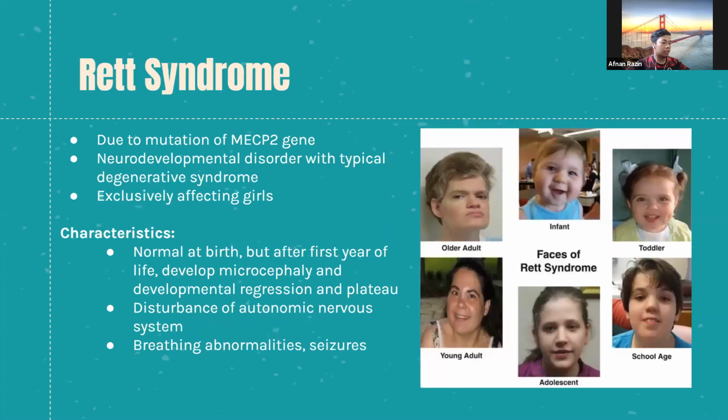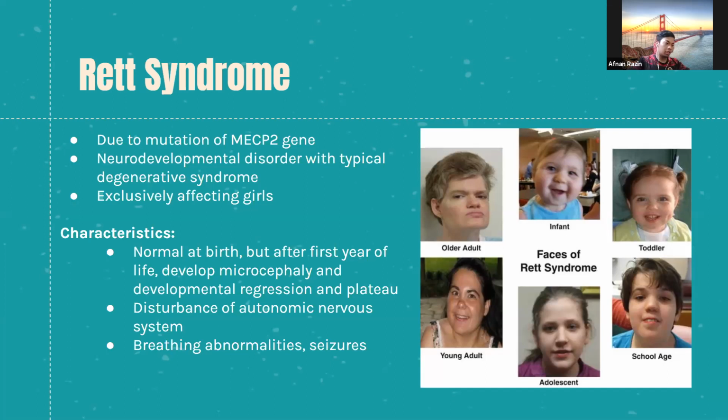So next is Rett syndrome. Rett syndrome is a disorder that occurs due to mutation of the MECP2 gene that encodes a protein for normal development of the CNS. And Rett syndrome is a neurodevelopmental disorder with a typical degenerative syndrome and will exclusively affect girls. For the characteristics, the females usually are normal at birth, but after the first year of life, the females can develop microcephaly and developmental regression and plateau.